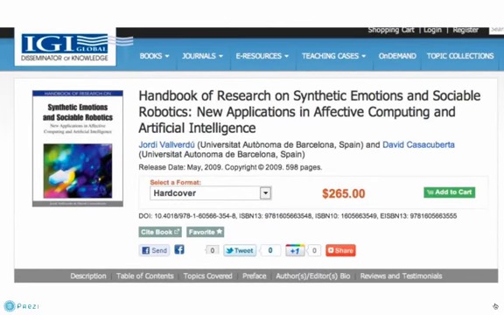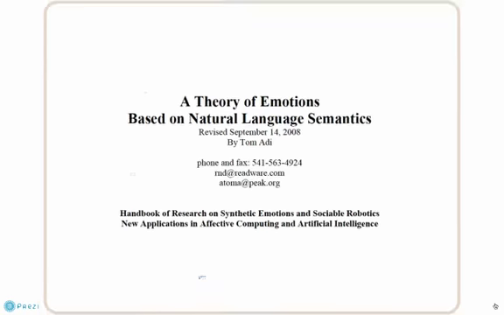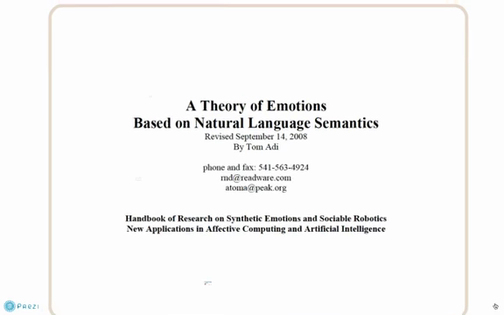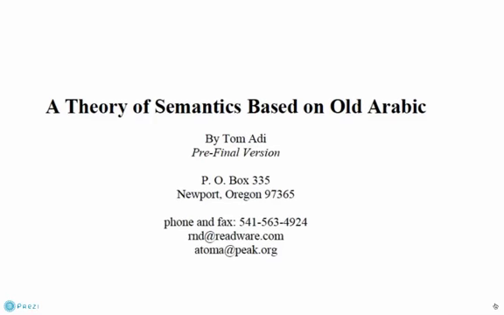First published in Handbook of Research on Synthetic Emotions and Sociable Robotics, New Applications in Effective Computing and Artificial Intelligence, the idea that sounds comprising human speech contain cognitive symbols of emotion originated with the paper A Theory of Emotions based on natural language semantics. It was a natural progression from a semiotic framework built around Dr. Talmudi's original paper, A Theory of Semantics based on Old Arabic, presented at the Linguistic Institute Conference at Stanford University in 1987.